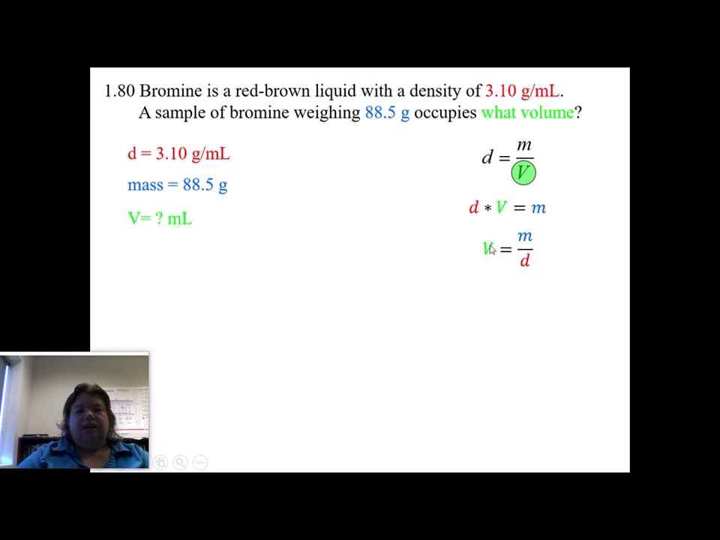Okay. So since I have what I'm looking for, volume, by itself, I now plug in my numbers. My volume is the 88.5 grams divided by the 3.1 grams per milliliter, and I get a volume of 28.5 milliliters.